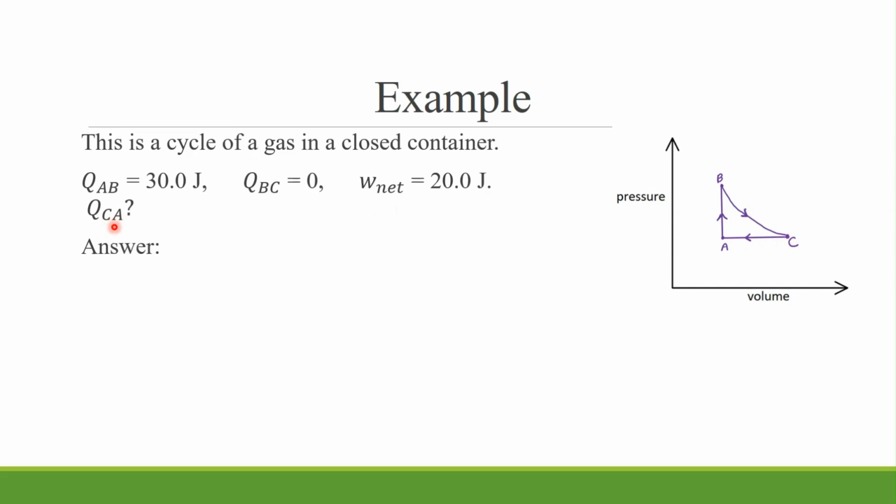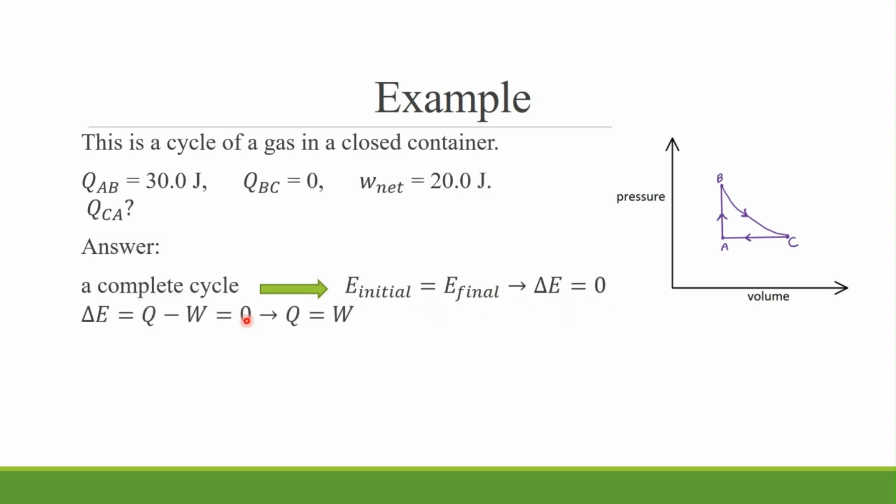As we see in the picture, the process is a complete cycle. It means the initial thermodynamic state and the final thermodynamic state are the same. So the change in internal energy must be zero. As we mentioned, it is only dependent on the initial and final state of the system, which hasn't changed. So delta E is zero. On the other hand, it is equal to the subtraction of heat and work.